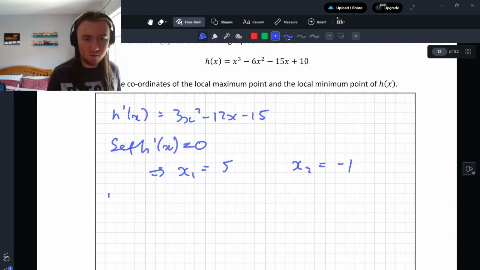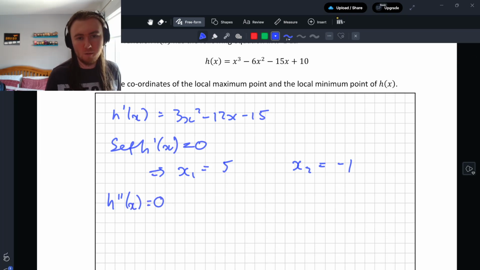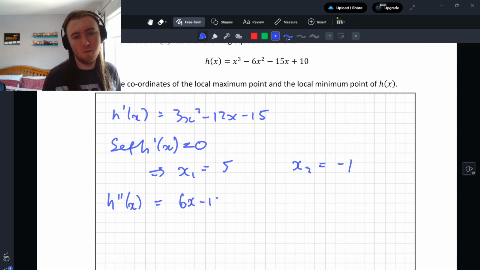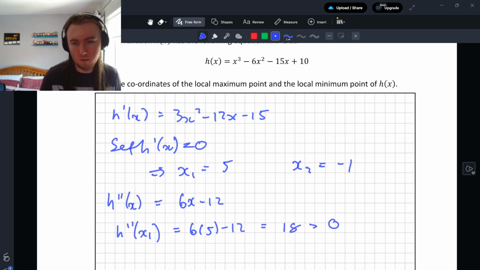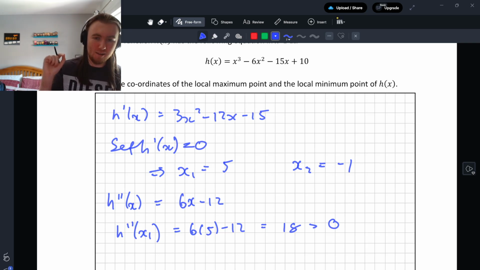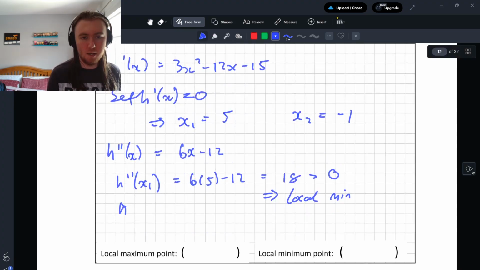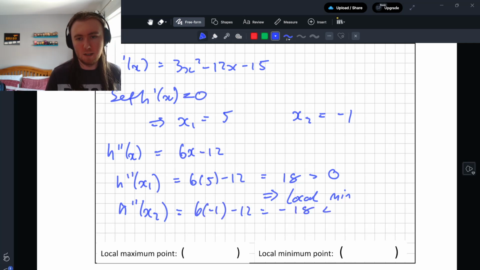Now, with the second derivative test, h double prime of x is not equal to 0, because that's for points of inflection. But if we're looking at h double prime of x, then that's equal to 6x minus 12. Now, h double prime of x1 is 6 lots of 5 minus 12, which is 18, so that's greater than 0. And if it's greater than 0, it's a local minimum point. And then h double prime of x2 is 6 lots of minus 1 minus 12, which is minus 18, less than 0. So that's a local max.